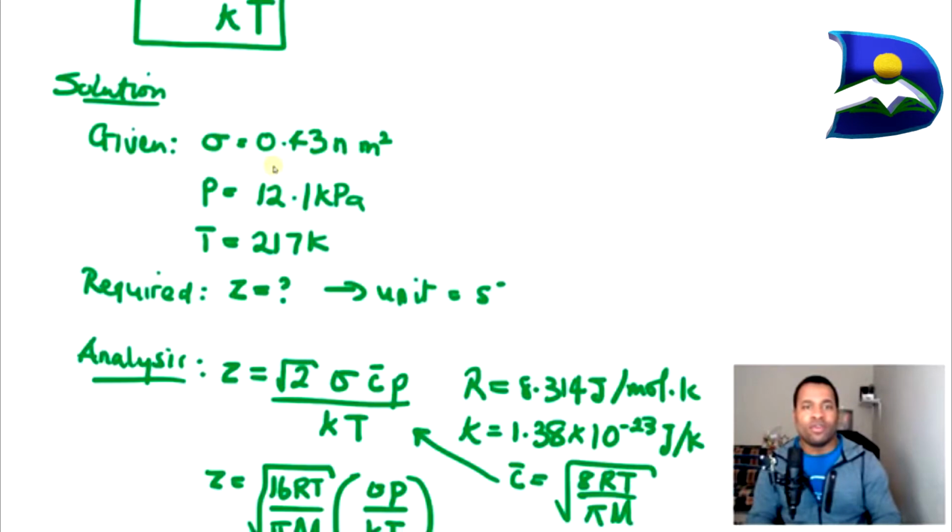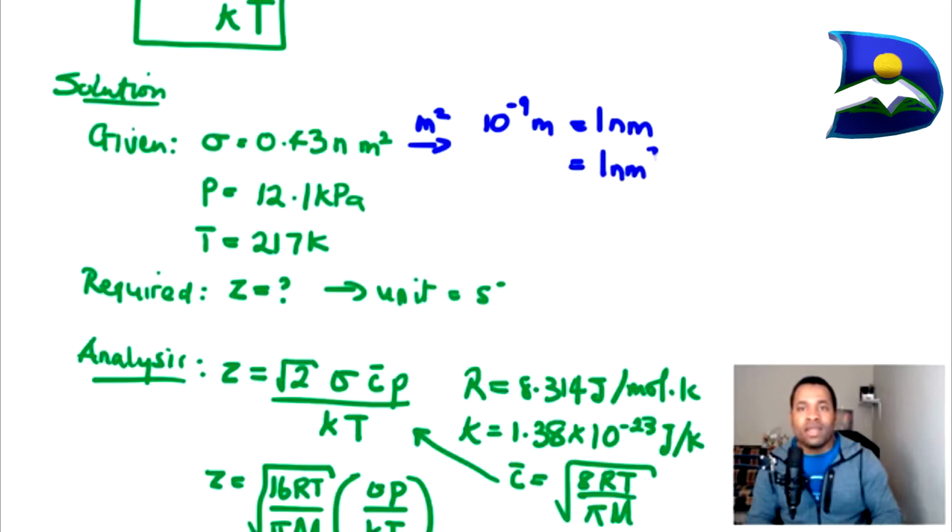So to convert from nanometers squared to meters squared, because we need to abide by the SI units, in this particular part we are going to convert it to meter squared. Converting to meter squared means that 10 to the power of -9 meters is equal to 1 nanometer. Therefore, for 1 nanometer squared, we square this, which means we're going to have 10 to the power of -18 meter squared.